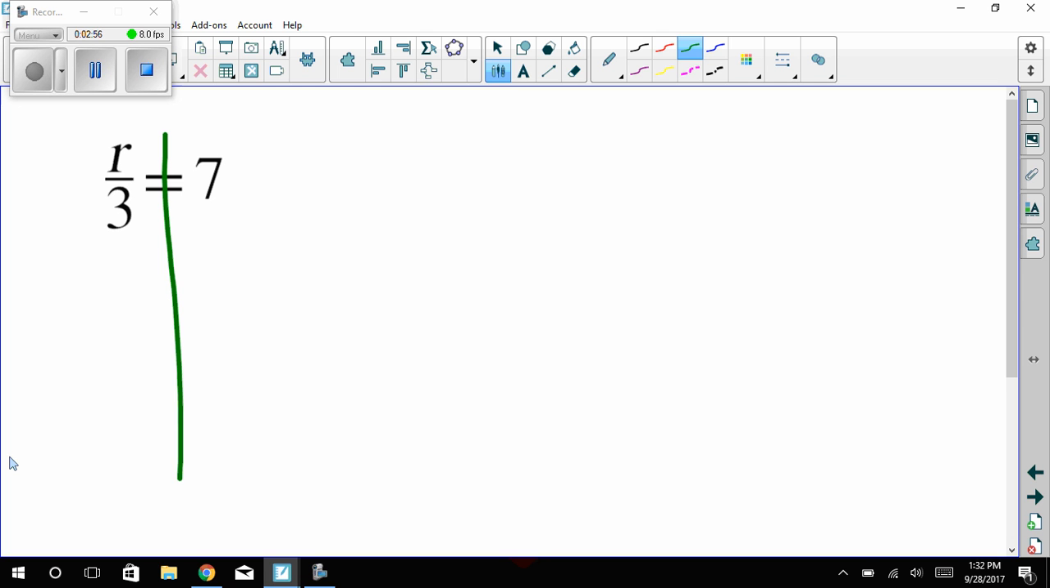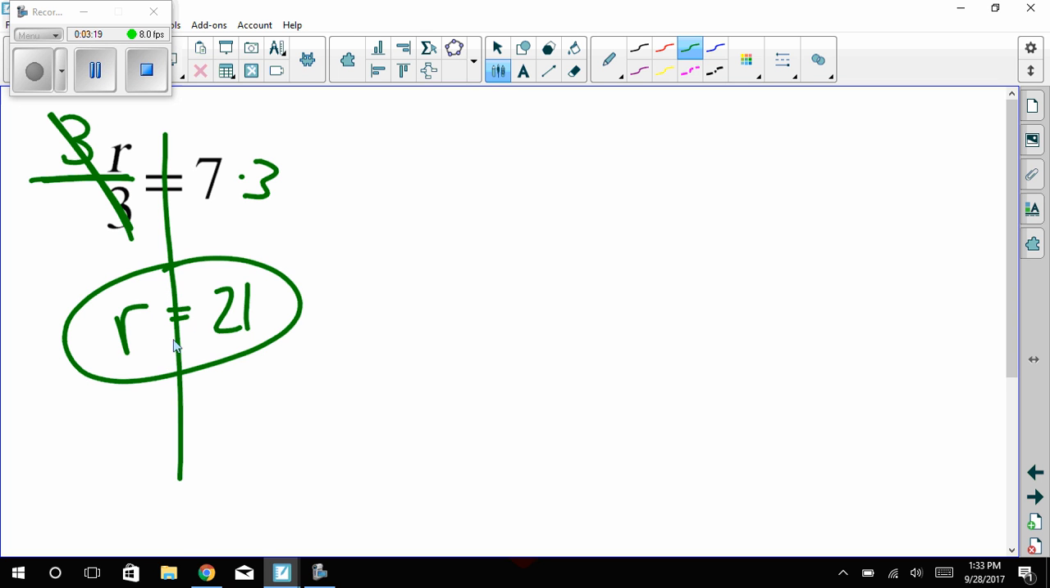One thing that's important here is when I'm thinking about this, I'm going to extend this fraction bar a little bit. When I'm multiplying by 3, I'm actually multiplying the top by 3. So I put the 3 on top of the fraction there. Now I have a number on top and the same number on bottom, therefore I can cancel that out. And then I need to do the same thing on the other side, which is multiply by 3. So I'm left with r equals 21. And that would be the solution there.